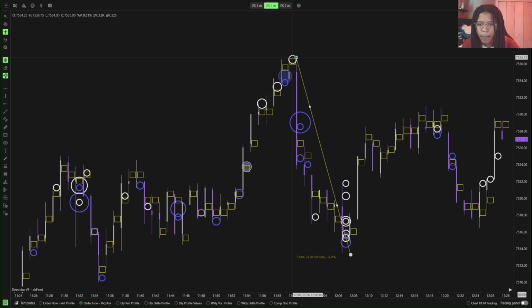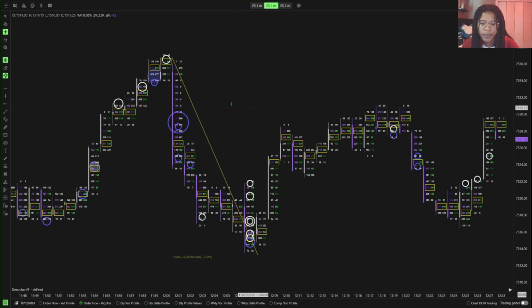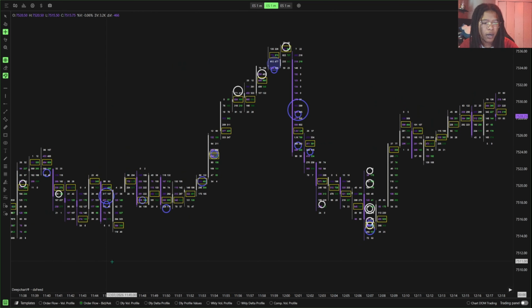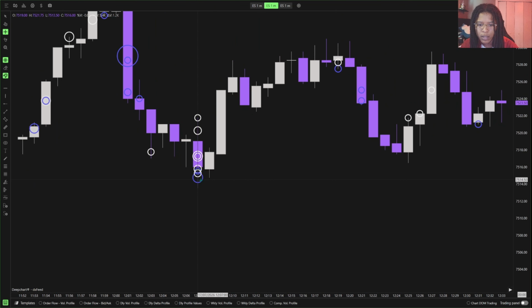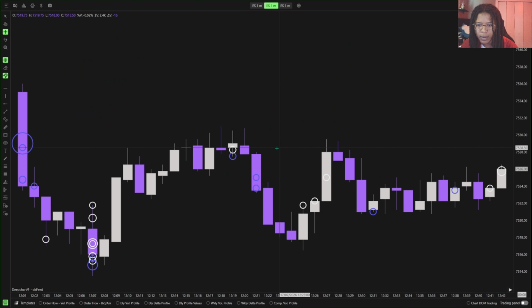There we go. From the top, it's 23. So 23-point move. Nice. All right, let's keep looking at some more examples. Well, same thing out here also. You know, sellers get absorbed at the bottom of the wick. Price reverses. Buyers get absorbed right here. Price reverses.